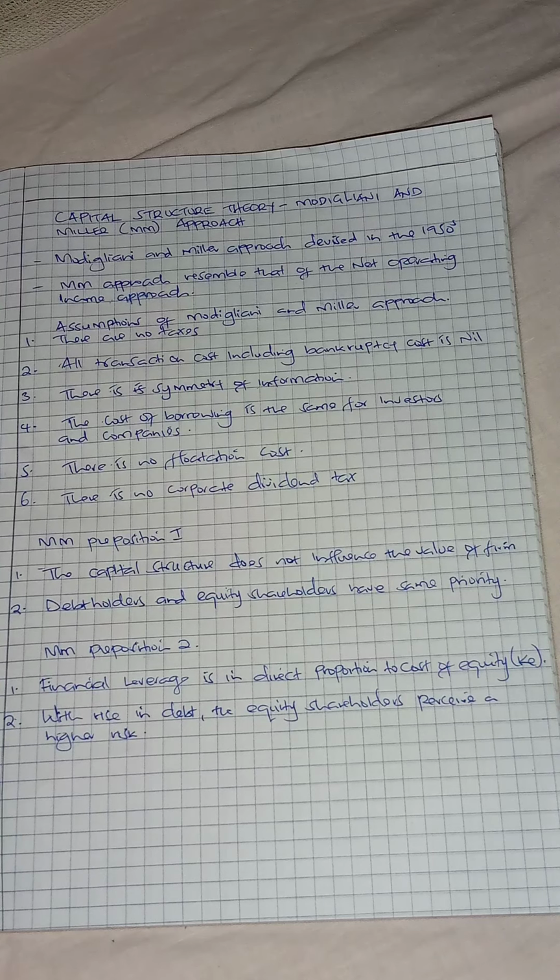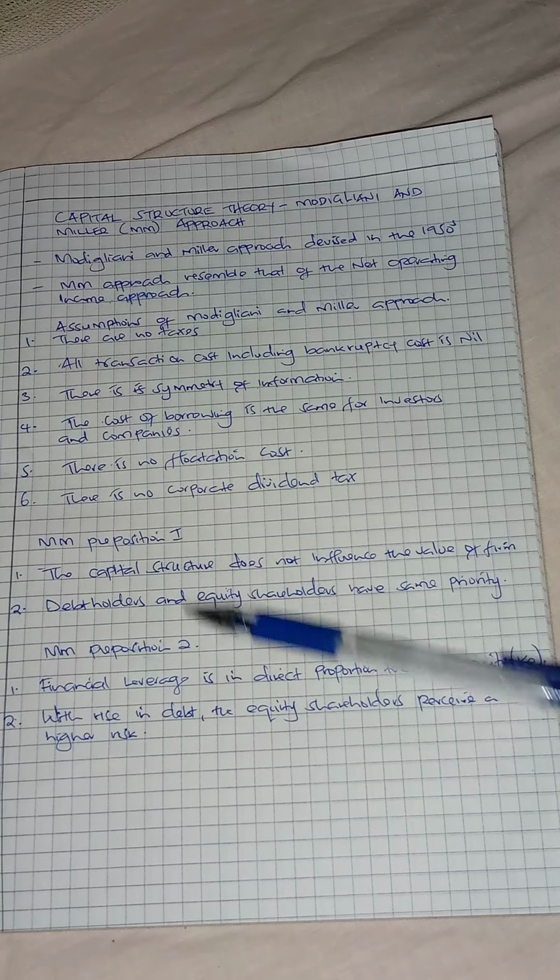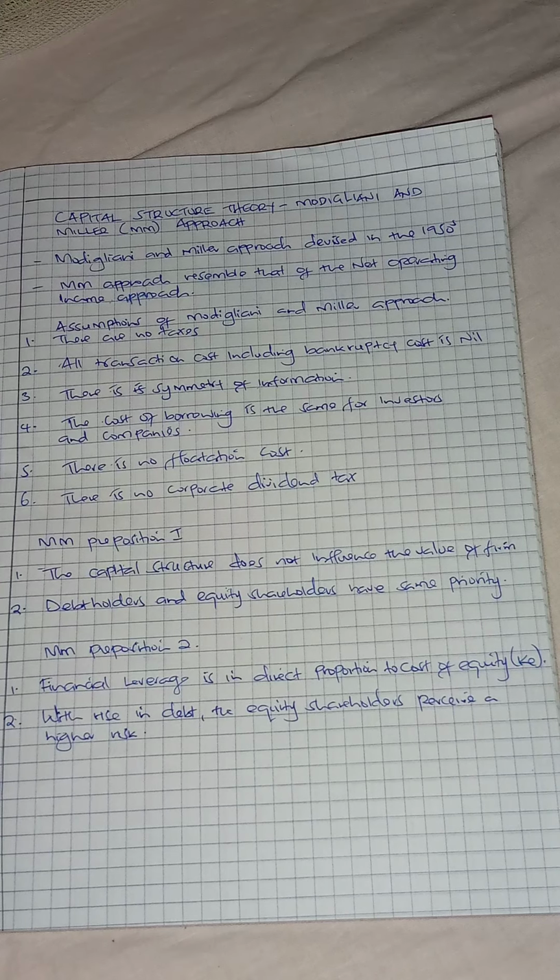So under the Modigliani and Miller approach, they have two propositions without taxes. We have proposition 1 and proposition 2. So under proposition 1, with the above assumptions of no taxes, right? We remember propositions 1 and 2 assume there are no taxes.